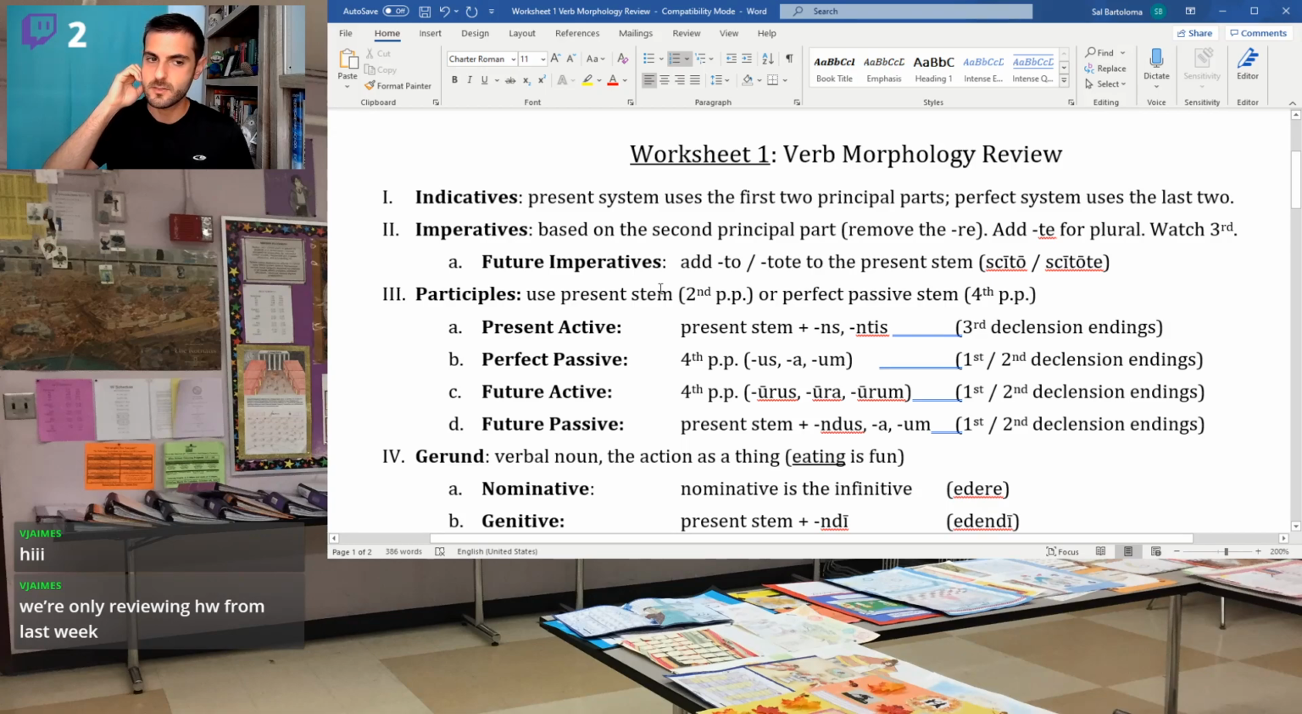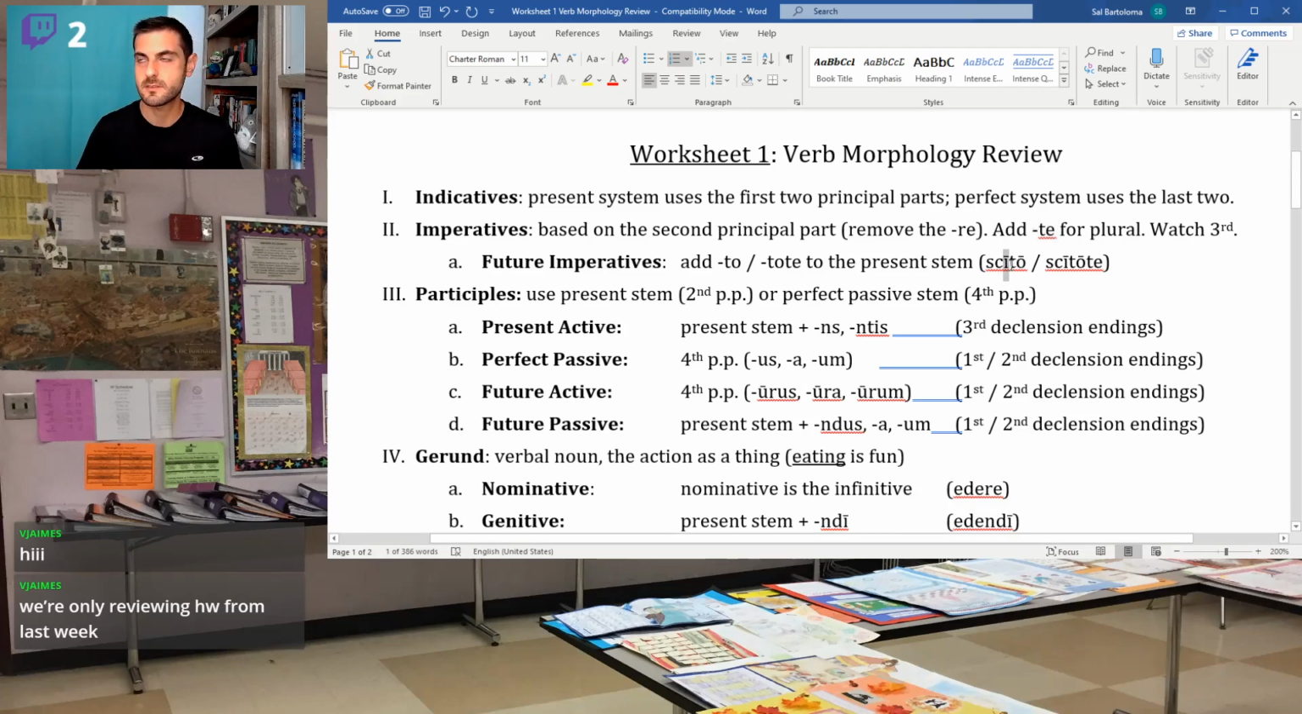Imperatives we did get a chance to talk about. The normal, what we call present imperatives: we chop off the -re, and we add -te to make it plural. So salve, salvete; vale, valete; ama, amate; lauda, laudate. And of course, third conjugation has to be difficult, right? We would get the i in there for the plural.